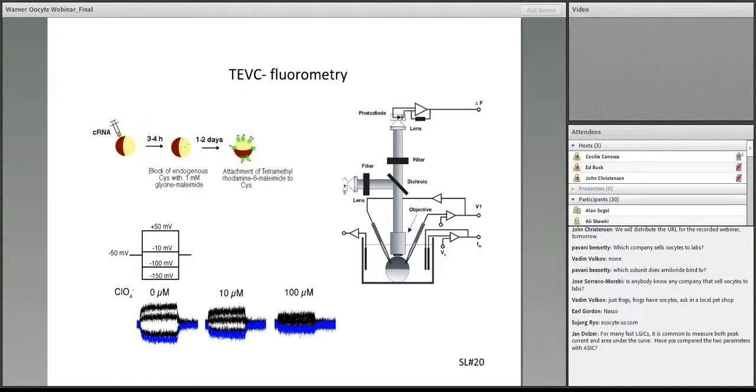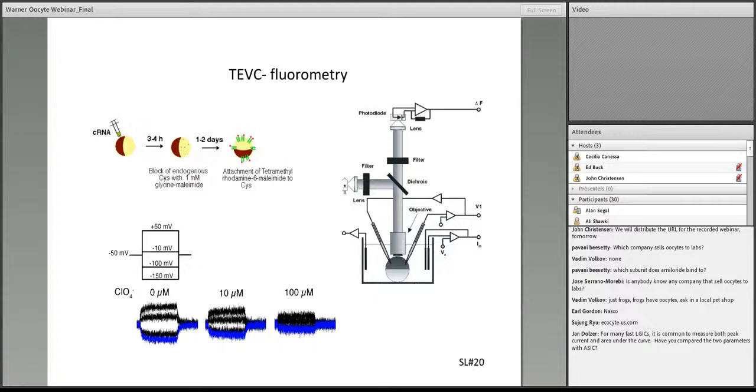Routinely, endogenous cysteines on the surface of the oocyte are first blocked to reduce background, and cells are incubated for 1 to 3 days waiting for expression of the injected cRNA. The cysteine in the newly synthesized protein is then labeled as shown in the left upper panel by those red dots.